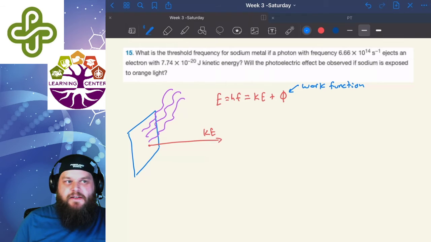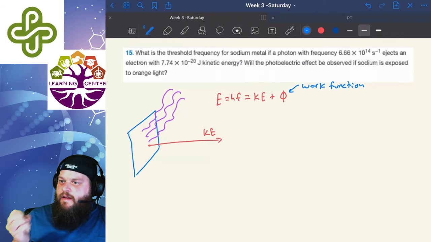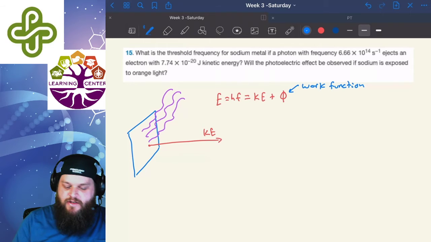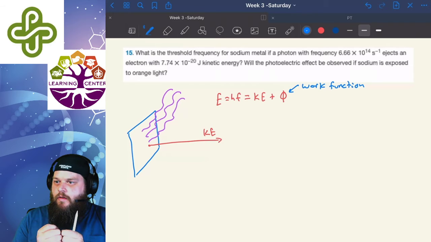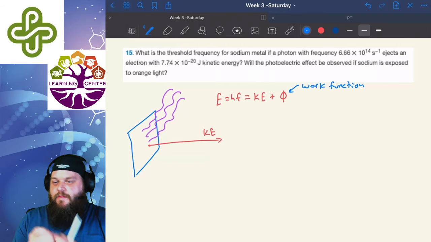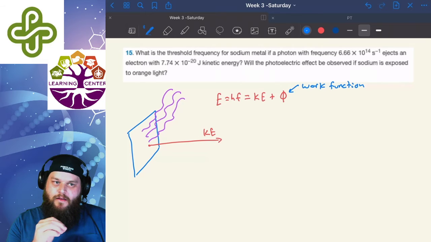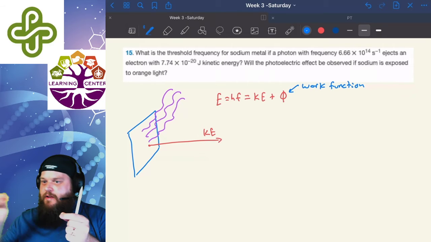So that's the basic idea. If one photon of light were to hit that metal and it had just enough energy that was equal to the work function, it would free the electron from the metal, but the electron wouldn't go anywhere. It wouldn't have any kinetic energy to move. It'd be pop, and then it would absorb back in. But if we give it a little bit more, it would go boom, and it'd shoot out of there.